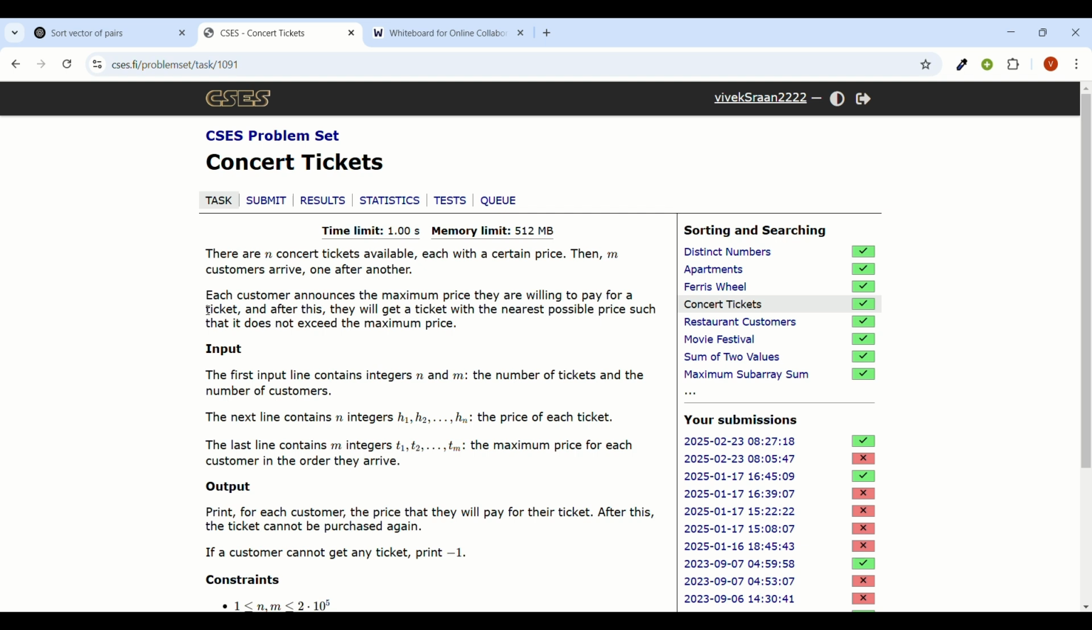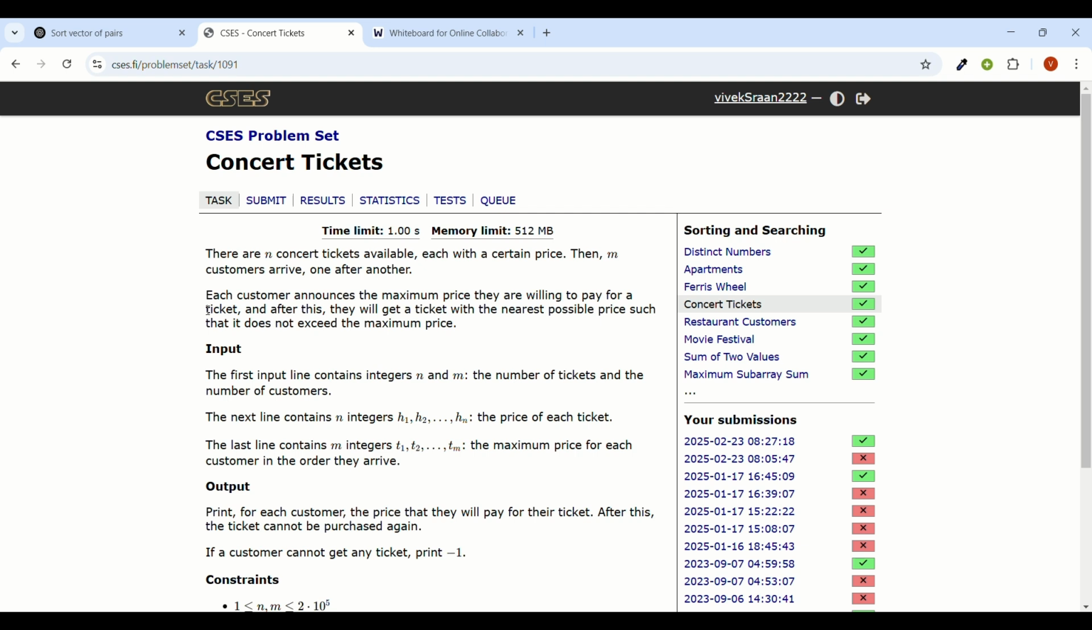The problem statement is: there are n concert tickets available, each with a certain price. Then m customers arrive one after another. Each customer announces the maximum price they are willing to pay for a ticket, and after this, they will get a ticket with the nearest possible price such that it does not exceed the maximum price. Input: the first input line contains integers n and m, the number of tickets and the number of customers.